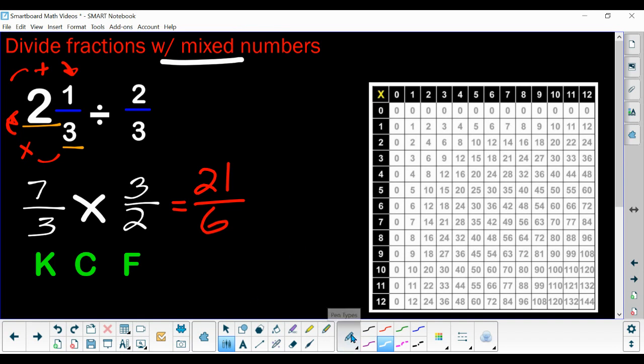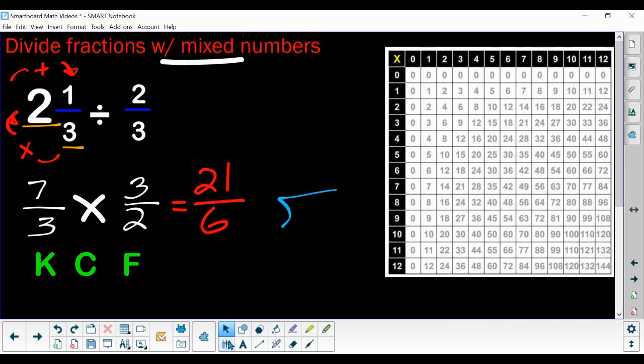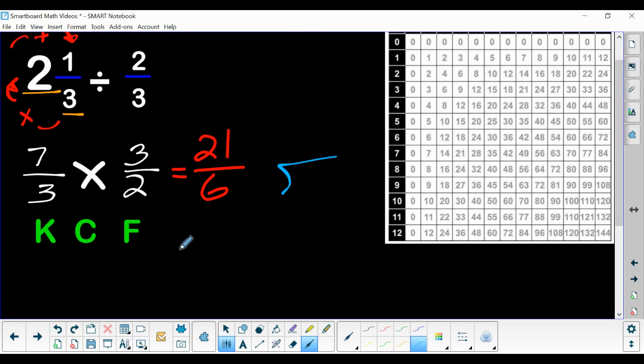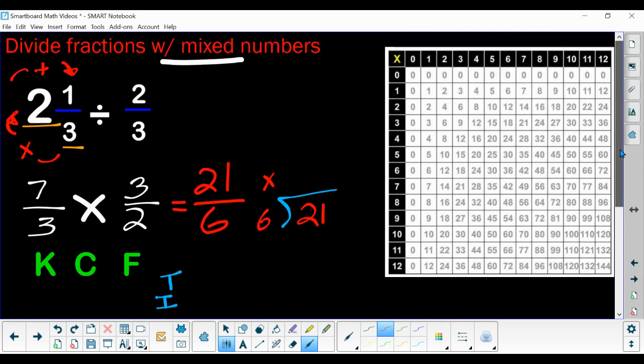So let's set up our little house. Let's make some more space here. Top in, bottom out. So we're going to use Thibault for the rest of the question. Top in, bottom out. So we're using KCF and Thibault for this question. Sometimes you have to use more than one strategy. So I'm going to put on the inside 21, on the outside 6. How many times can you fit 6 into 21? If you have trouble, use your multiplication chart.